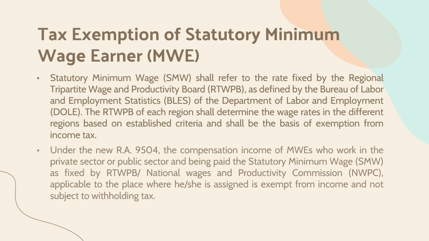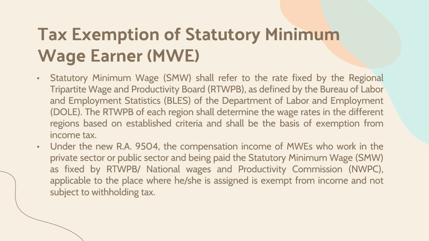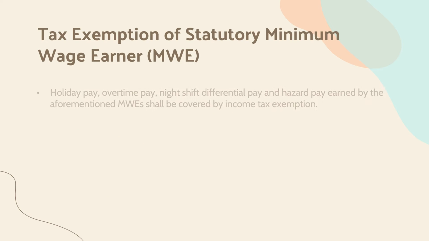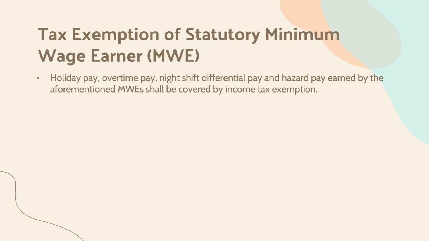Under the new Republic Act 9504, the compensation income of MWEs who work in the private sector or public sector and are being paid the statutory minimum wage as fixed by the RTWPB and National Wages and Productivity Commission, applicable to the place where he or she is assigned, is exempt from income tax and not subject to withholding tax. Holiday pay, overtime pay, night shift differential pay, and hazard pay earned by the aforementioned minimum wage earners shall be covered by income tax exemption.